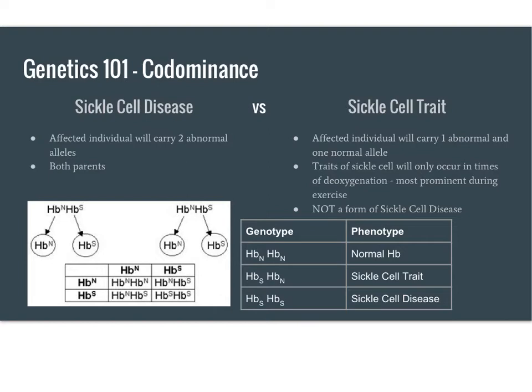However, if one parent contributes a normal allele and the other an abnormal allele, both will be expressed, resulting in codominance of the individual dominant alleles. This individual is referred to as having sickle cell trait. These individuals will not have full sickle cell disease, but may in some cases express characteristics of sickle cell anemia. Those with sickle cell trait will typically only experience symptoms in times of deoxygenation, which is most prominent during exercise. It is important to recognize that sickle cell trait is not a form of sickle cell disease, but that the two are mutually exclusive conditions.